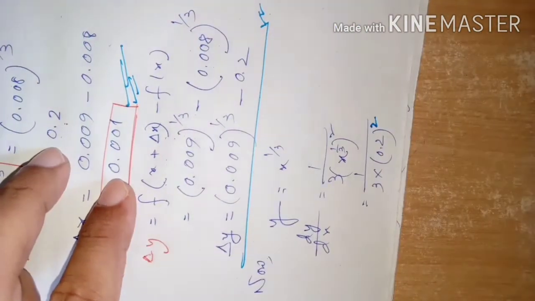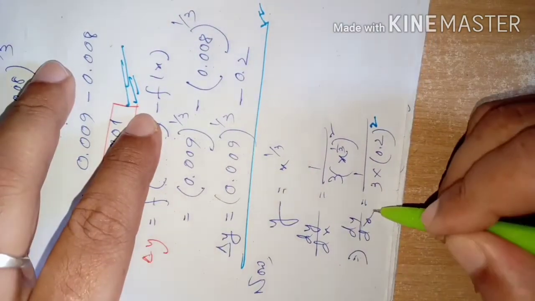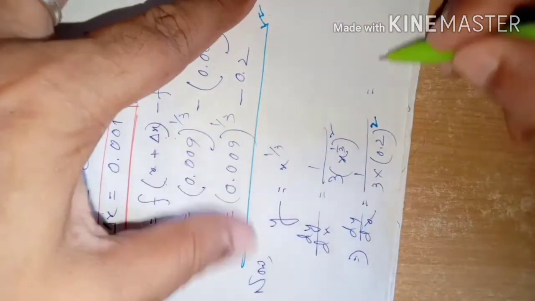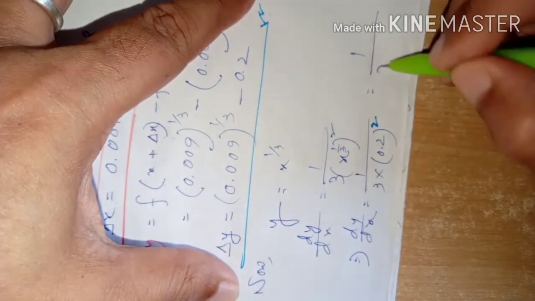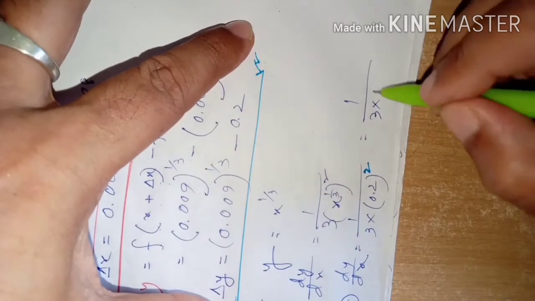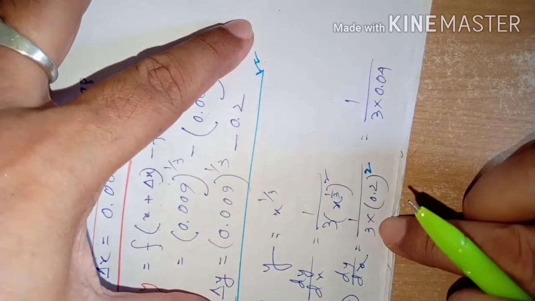Okay, dear students. Now you get here dy by dx. dy by dx is equal to 1 by 3 into 0.2 whole square, which means 0.04. So 1 by 3 into 0.04. Okay, dear students, so now this is dy by dx. I'll turn the page.